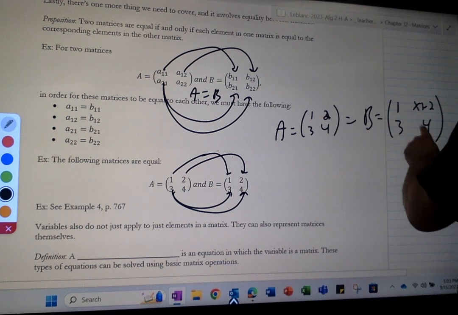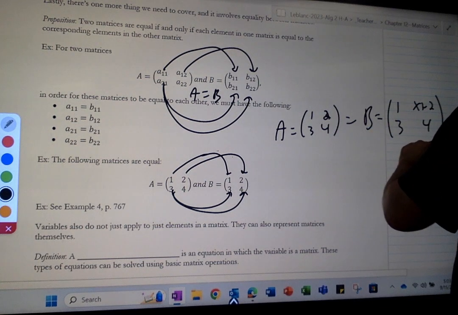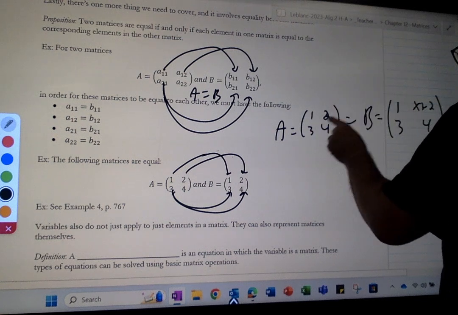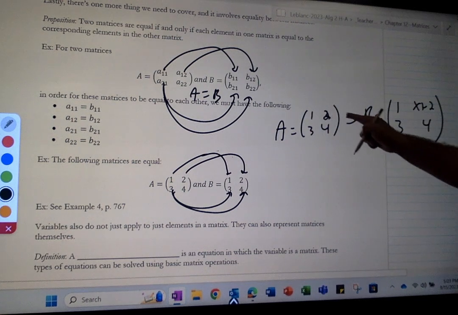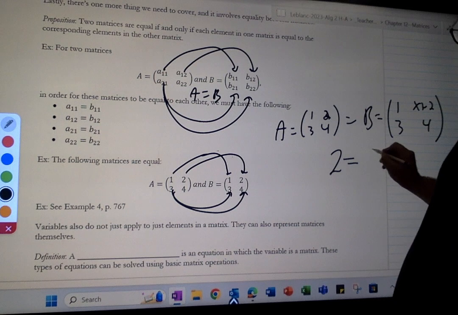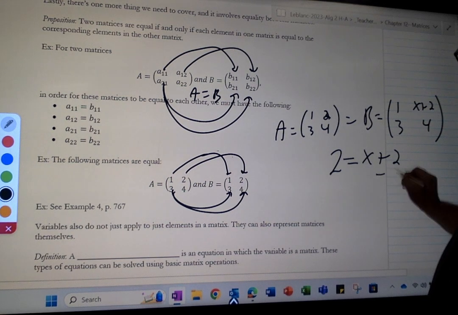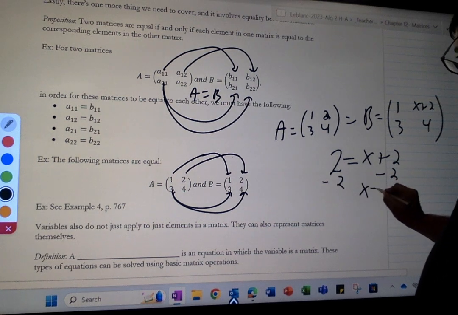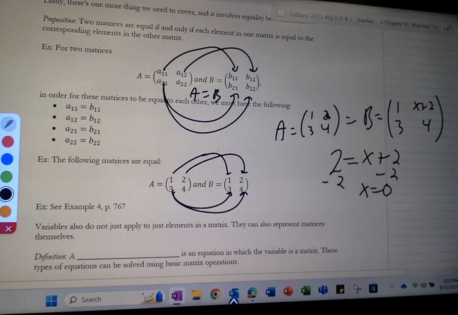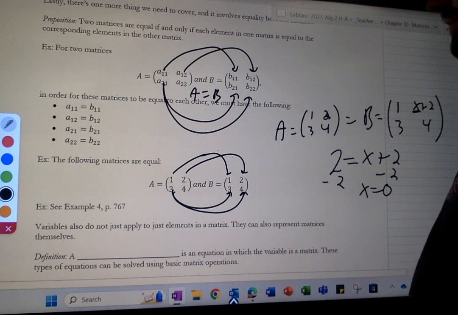So if these two are equal, obviously 1 is equal to 1, 3 is equal to 3, 4 is equal to 4. But this 2 has to be equal to x plus 2. So what's x going to be? Let's find out. Subtract 2 on both sides. X is equal to 0. So that x has to be 0 in order for those two to be equal.